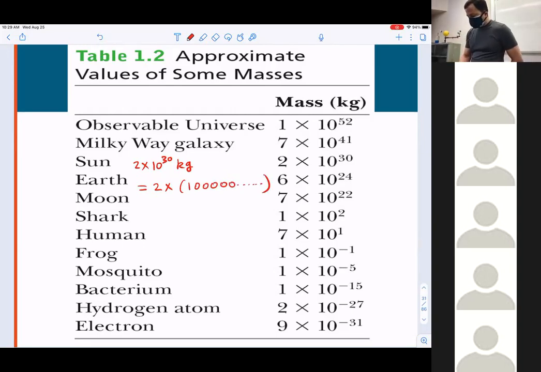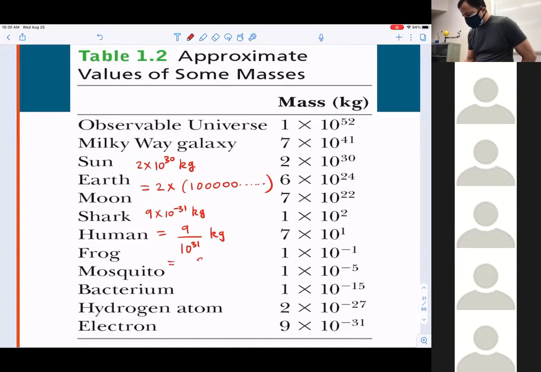What about this 9 to the minus 31? So if I go 9 times 10 to the minus 31 kilograms, that is the same as 9 divided by 10 to the 31 kilograms. So something to the negative power is the same as 1 over that thing to the positive power. And so this is 9 divided by 1 followed by 31 zeros kilograms. So it's a really, really tiny number. Any questions on that?